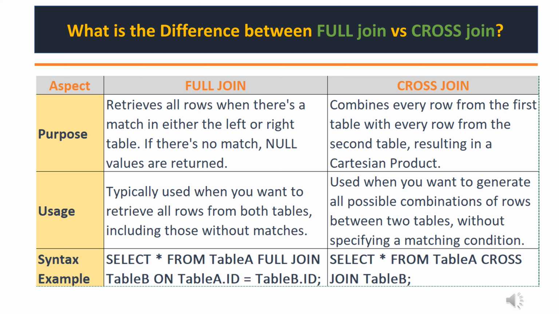Cross join is used when you want to generate all possible combinations of rows between two tables without specifying a matching condition. If you have seen, in the case of cross join, we are not giving any particular join matching condition. So here the syntax is, select star from table A, full join table B on, here in the on condition we are giving the matching condition, but in the case of cross join that matching condition is missing.